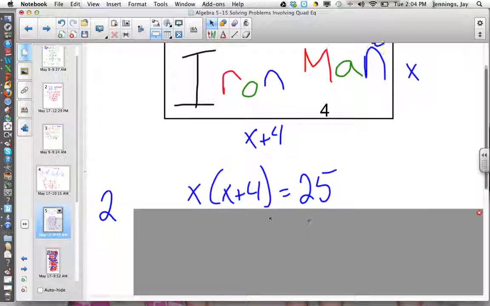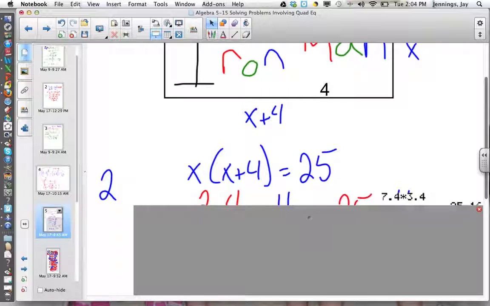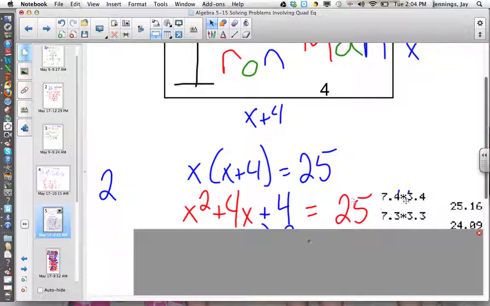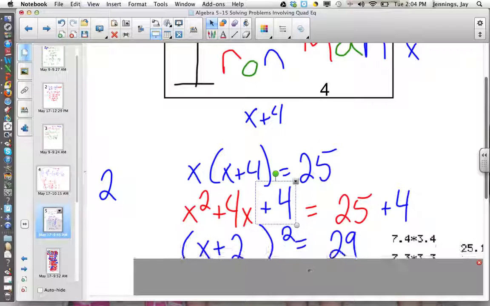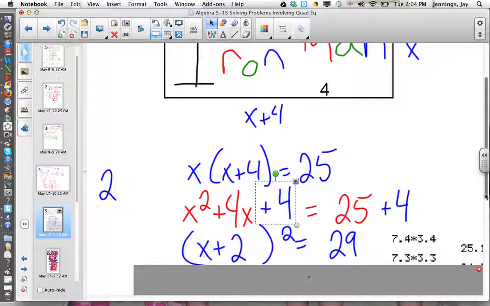What you might notice, hopefully, in the way that it is set up, is it looks really good for completing the square. So I actually already completed the square. We took half of 4, wrote it over here, 2, squared it, added it to both sides. Okay, then we get this.